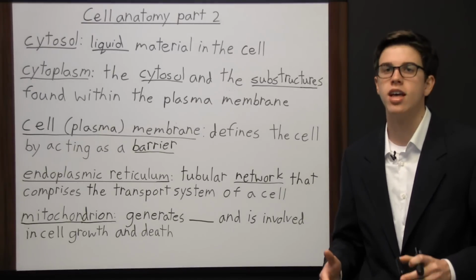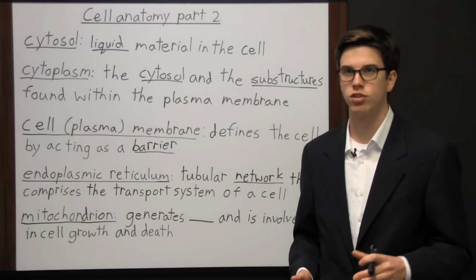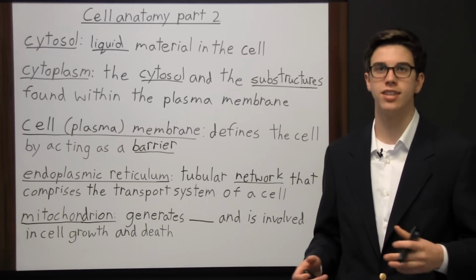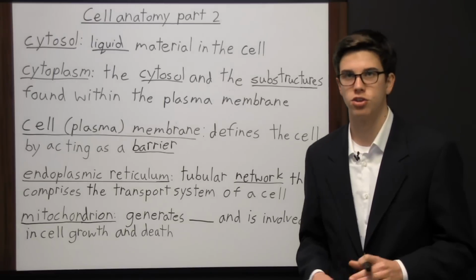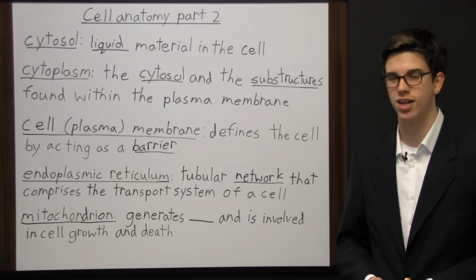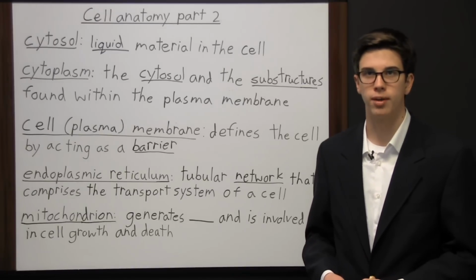Now there's two types of endoplasmic reticulum. The first is rough, meaning it has ribosomes on the surface, and smooth, meaning it does not have ribosomes on the surface. It is fused to the nuclear membrane and extends through the cytoplasm to the cell membrane.